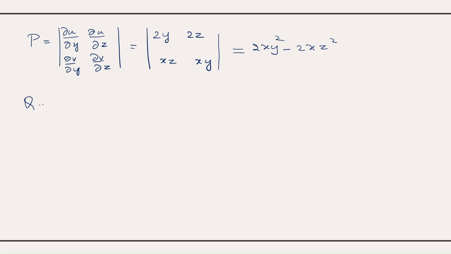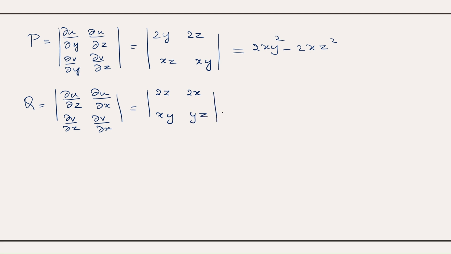Similarly, we have to find out capital Q. Capital Q is equal to the determinant of dou u by dou z, dou u by dou x, dou v by dou z, dou v by dou x. Now we substitute the corresponding terms, so this gives you 2z, 2x, and then xy, yz, which is equal to, expanding this determinant, 2yz square minus 2yx square.